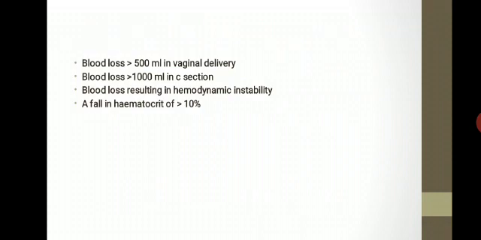So traditionally the definition says that blood loss of more than 500 ml in vaginal delivery and more than 1000 ml in cesarean section, or any amount of blood loss which results in hemodynamic instability or a fall in hematocrit of more than 10%. This is the definition of postpartum hemorrhage.